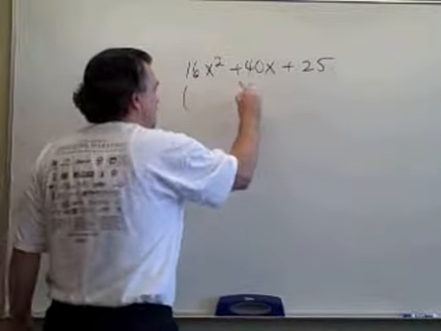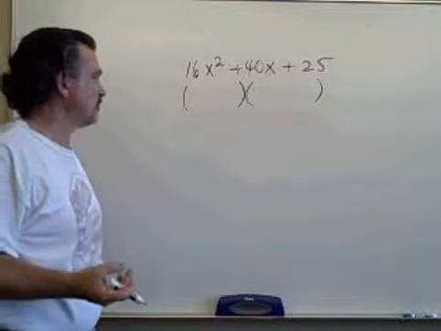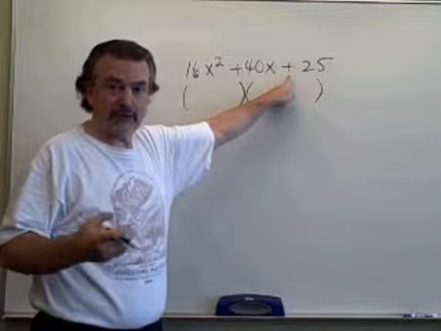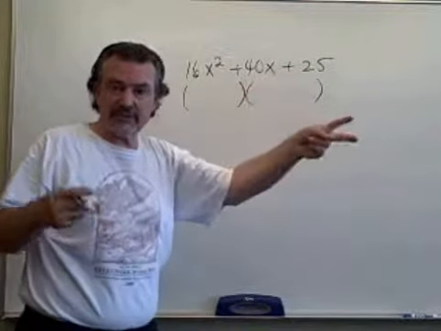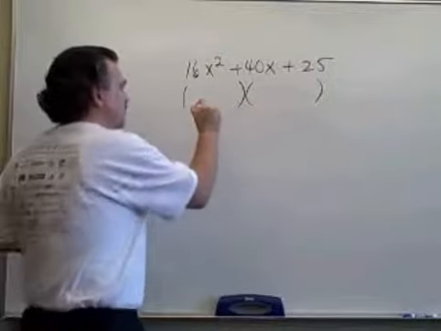So I attack this as a trinomial. Trinomials factor into the product of two binomials. That's a plus. How do I get a plus? Two pluses, two minuses. Since that's a plus, it was two pluses in the binomials.